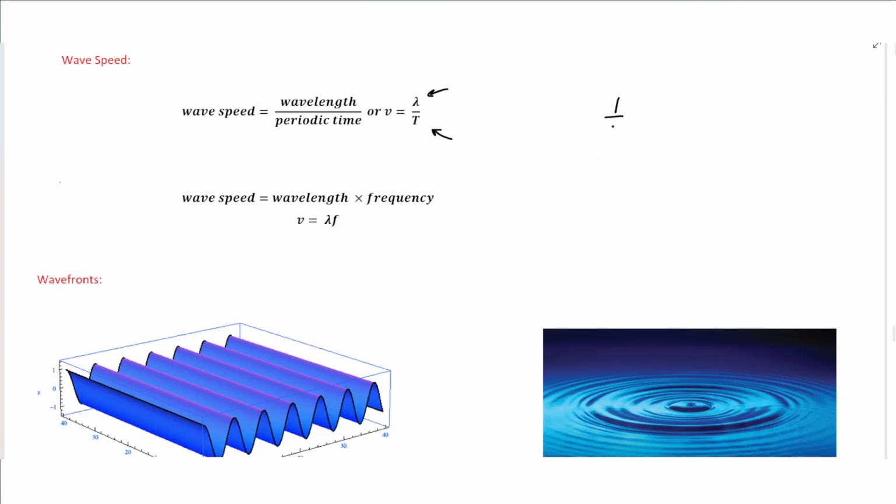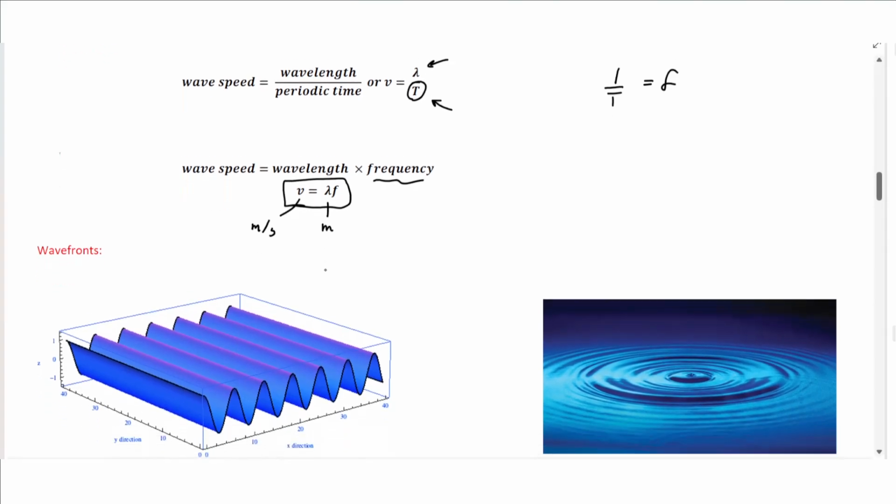But 1 over periodic time is equal to the frequency. So we can remove 1 over time and replace it with frequency. So speed is equal to wavelength multiplied by frequency. But if the speed is in meters per second, the wavelength must be in meters. If the speed is in centimeters per second, then the wavelength must be in centimeters.